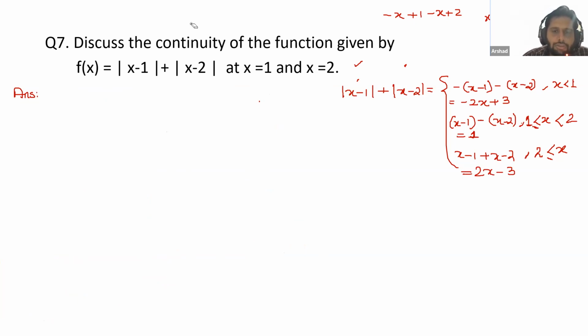Now we need to check the continuity. We need to check the continuity at x is equal to 1 and x is equal to 2. Okay. As you have an inequality, please use the LHL and RHL concept. First check for 1 and let me know if this is continuous at x is equal to 1 or not. Then check for 2. Okay. Please do this and share your answer.